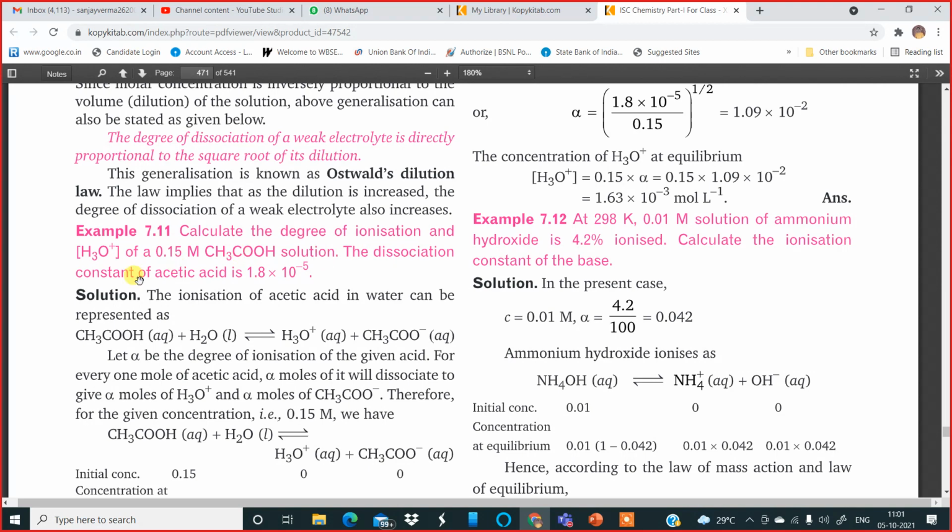The dissociation constant, that is capital K, of acetic acid is given as 1.8 into 10 power minus 5. Here the ionization of acetic acid can be represented by this equation, and let alpha be the degree of ionization or dissociation. For every mole of acid, alpha moles of it dissociate to give alpha moles of hydronium and alpha moles of acetate.